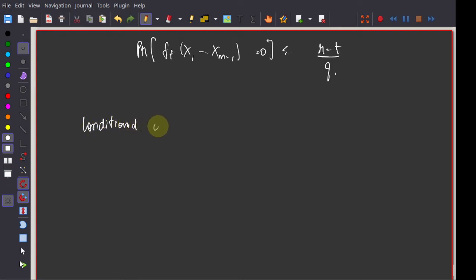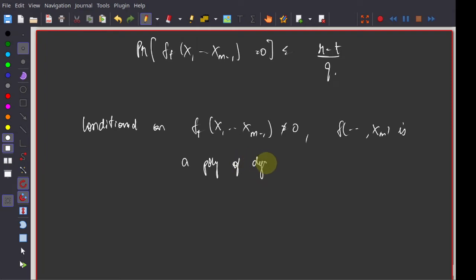So conditioned on f_t of x_1 up to x_{m-1} not equal to 0, f as a function of x_m is a polynomial of degree exactly equal to t. So it's a univariate polynomial. What is the probability that this is equal to 0? t by q. Right? So the probability of the second event is at most t by q.